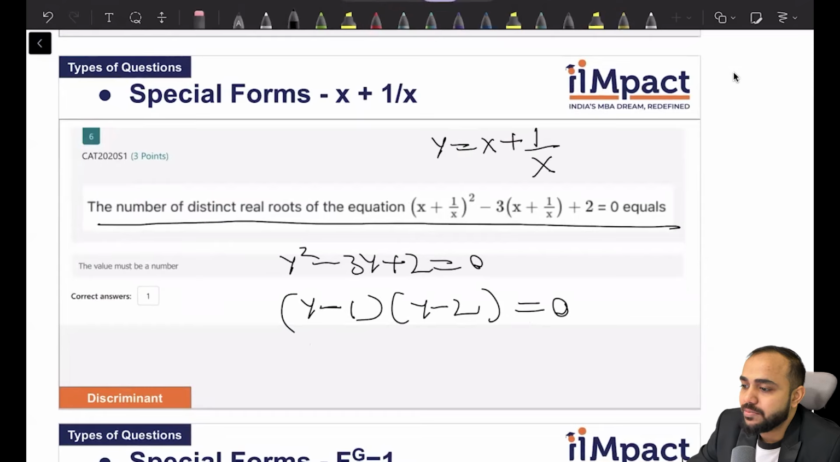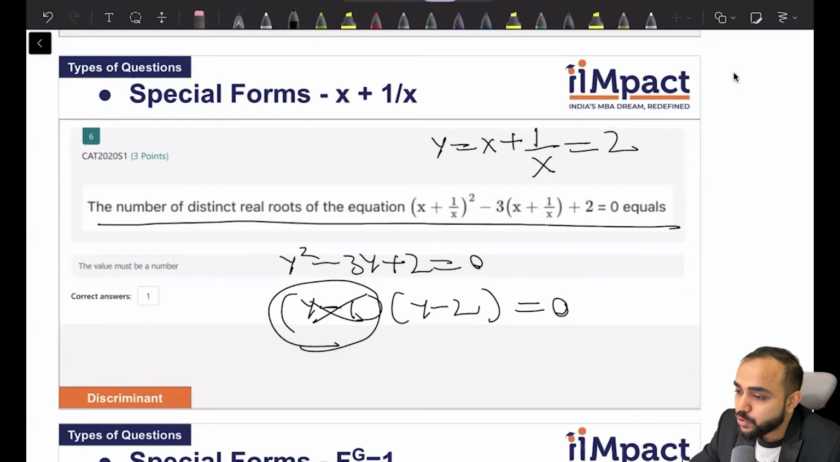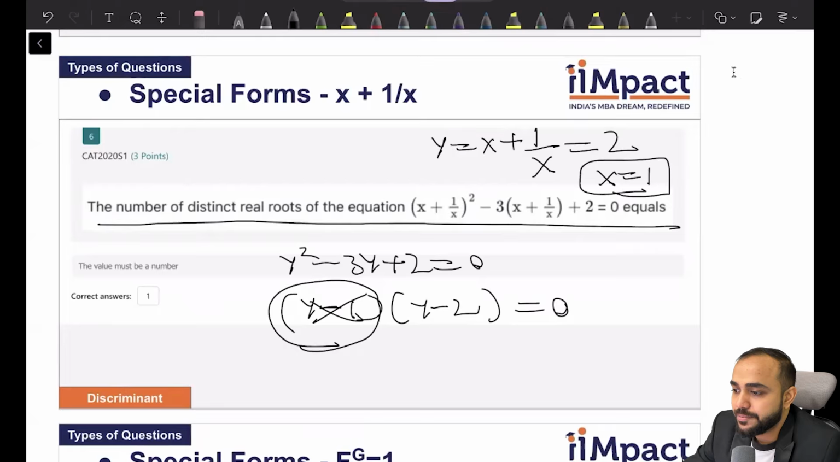Yes, AM-GM. Can x plus 1 by x ever be equal to 1? Can it be equal to 1? No. So this is not going to be the root. x plus 1 by x equal to 2 is the only root, which means x equal to 1 is the only root that you will get.